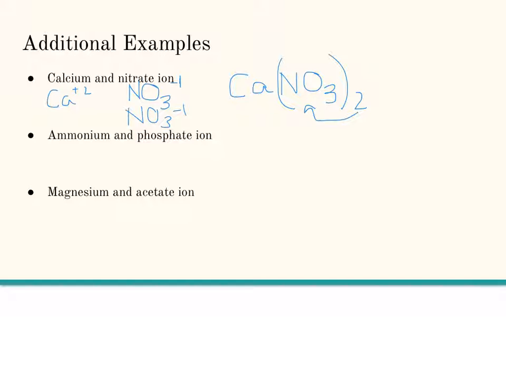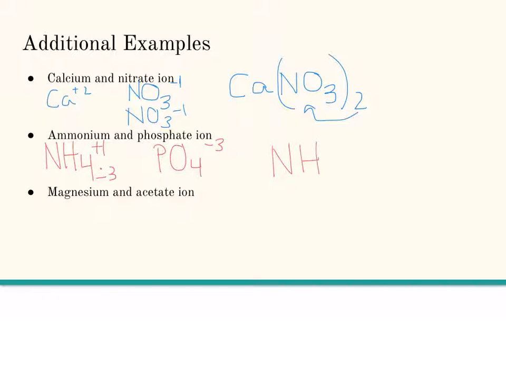If we look at our second example, ammonium and phosphate, both of these are ions, so we're going to look at that polyatomic ion reference sheet, and we're going to see that ammonium has a chemical formula of NH4 with a charge of +1. Phosphate has a chemical formula of PO4 with an overall charge of -3. Again, I need the positive and negatives to cancel out, so I'm going to need 3 ammoniums to cancel out the -3 charge of the phosphate.